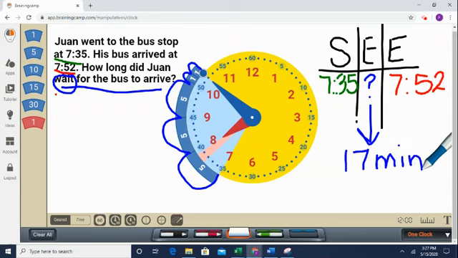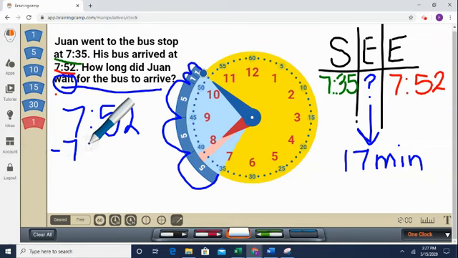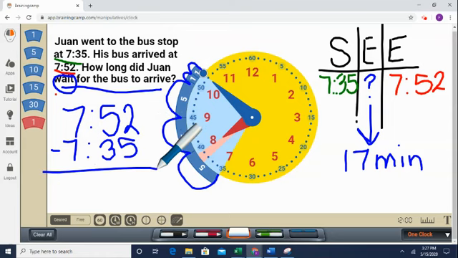Remember that you can start with your end time if you're trying to find the elapsed time. You start with the end, 7:52, and you take away 7:35, because that was the start time. So 2 minus 5. We need more in the ones place, so go next door. I'm going to take away from the 5, and that's 4.